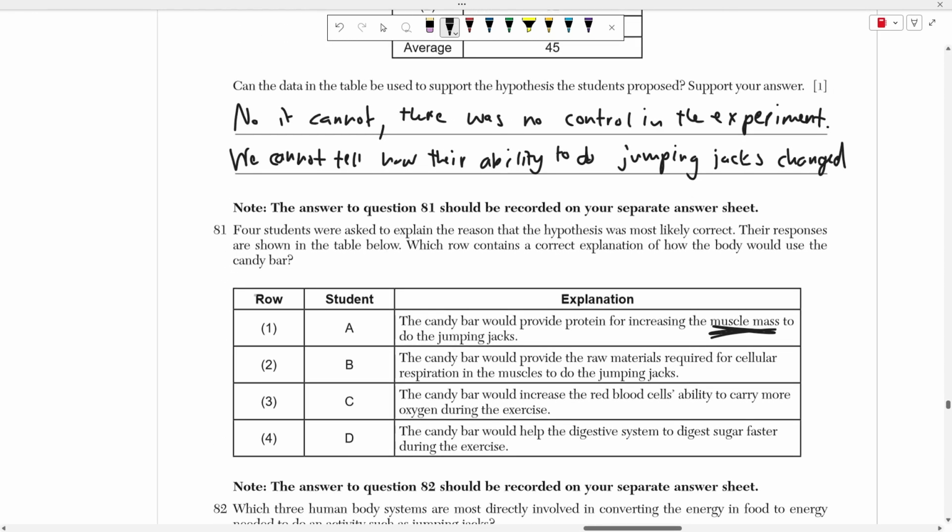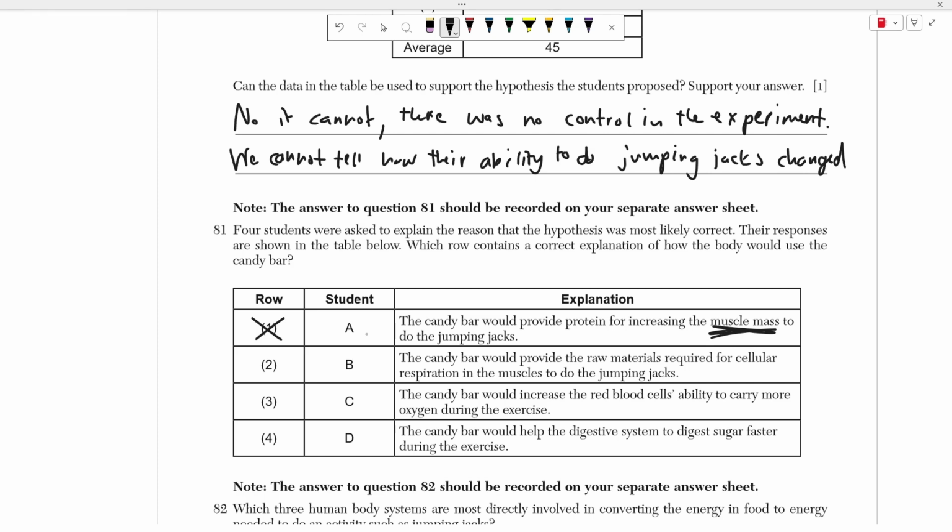So again, student A has to be wrong. In order for you to gain muscle mass, that takes a long time. That's not a thing that happens in the span of 10 minutes, okay? Student B said that the candy bar would provide the raw materials required for cellular respiration in the muscles that do the jumping jacks. This makes sense, right?